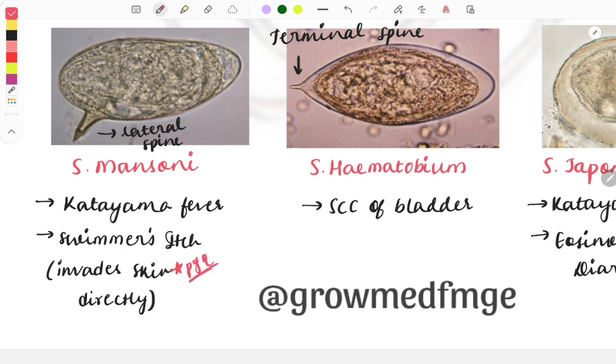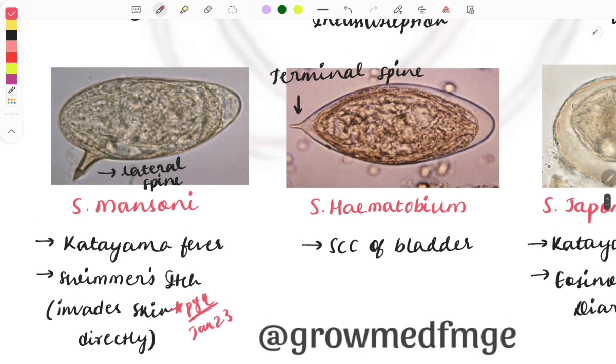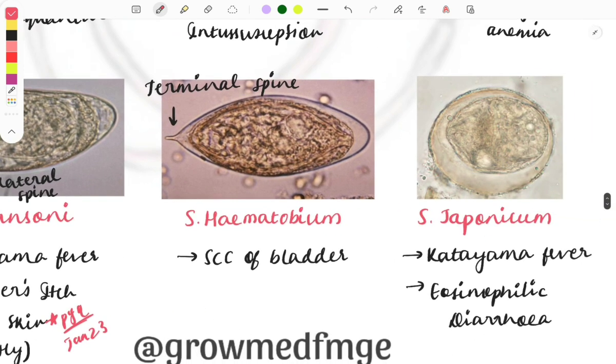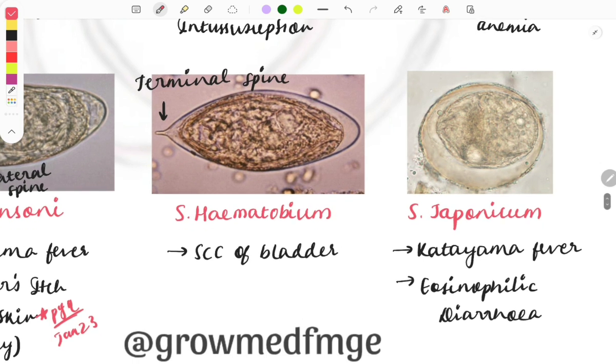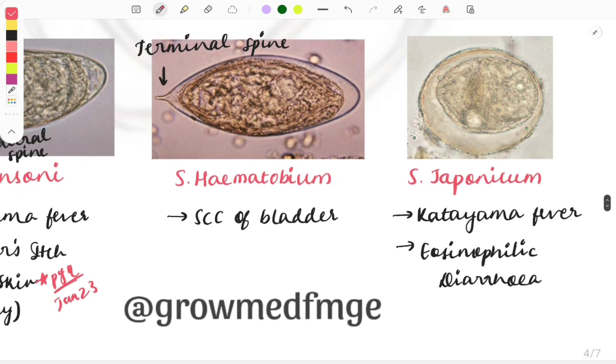So this was a PYQ. I do not remember exactly in which year it was asked. I think this was asked in Jan 23 or the June 23 one. So asked in integration with dermatology also because it will be causing swimmer's itch. Then S. haematobium. So terminal spine as you can see here, and to identify it, and it causes squamous cell carcinoma of the bladder. Then S. japonicum, it also causes Katayama fever and it causes eosinophilic diarrhea.